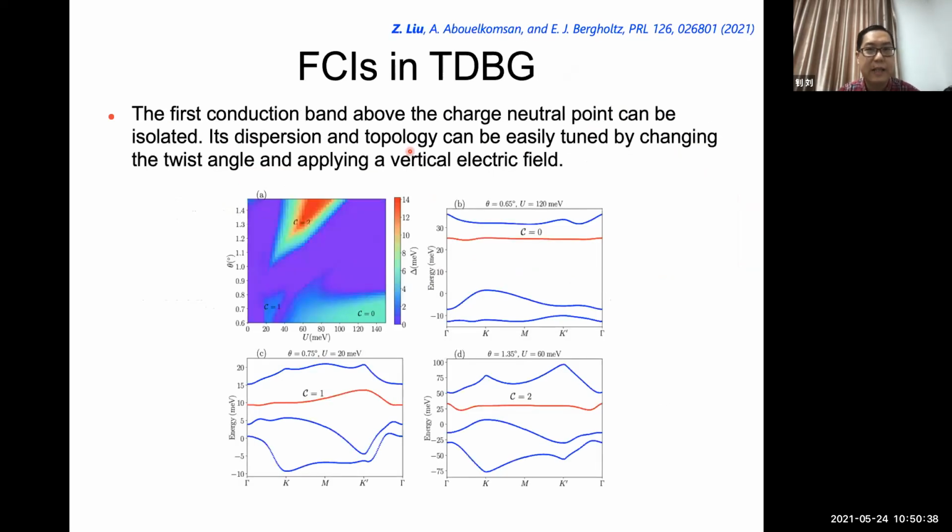And we also check the twisted double bilayer graphene. For twisted double bilayer graphene, we can tune the band structure and the topology near the charge neutral point by changing the twist angle theta and applying a vertical voltage U. And we can see that for the conduction band, there are 3 regions. One is Chern number equal to 0, and one is Chern number equal to 1, and one is Chern number equal to 2. In this Chern number 1 region, at 1/3 filling, we also find the evidence of Laughlin fractional Chern insulators. And more interestingly, in this Chern number 2 region, at 1/3 filling, we also find evidence of fractional Chern insulators.